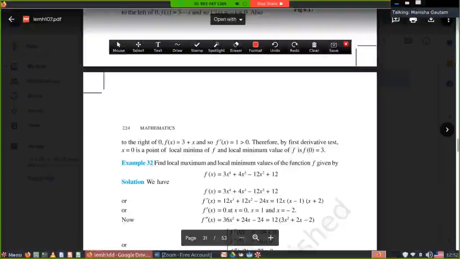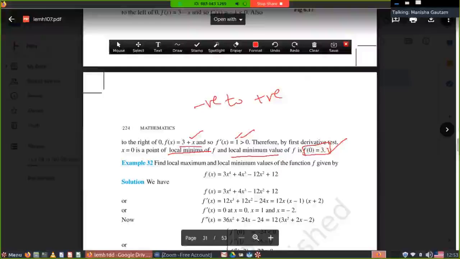From the right, it will be 3 plus x, and the derivative will be 1, since 3 becomes 0. This is greater than 0. The previous one was negative and this is positive, so negative to positive. By the first derivative test, x equal to 0 is a point of local minima of the function. The local minimum value will be f of 0, which is equal to 3.